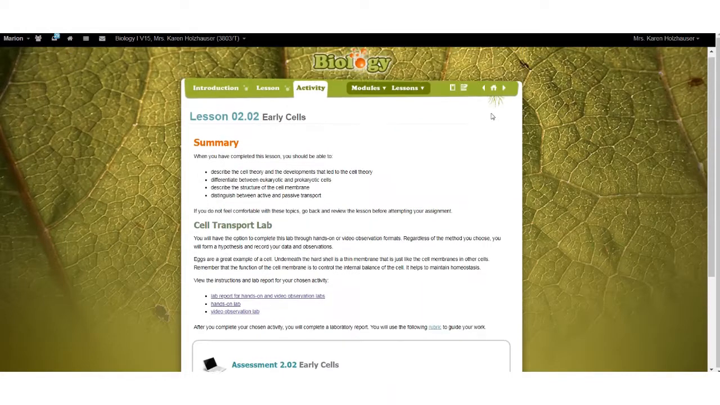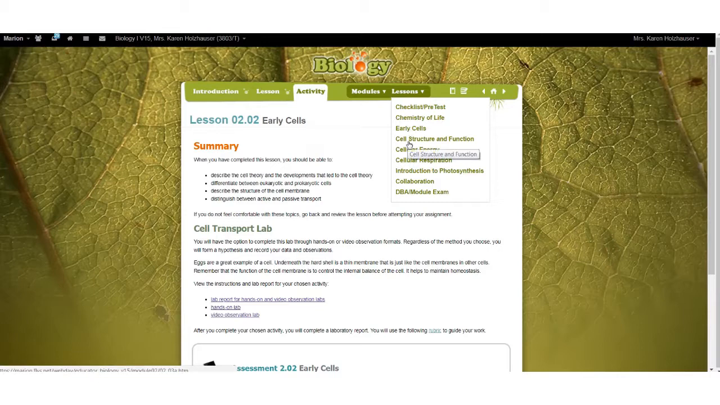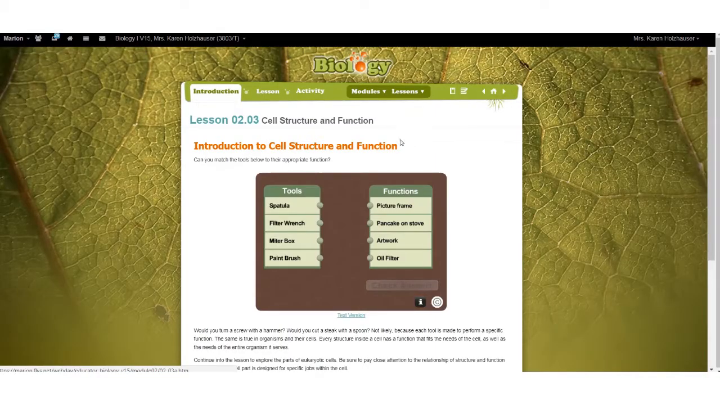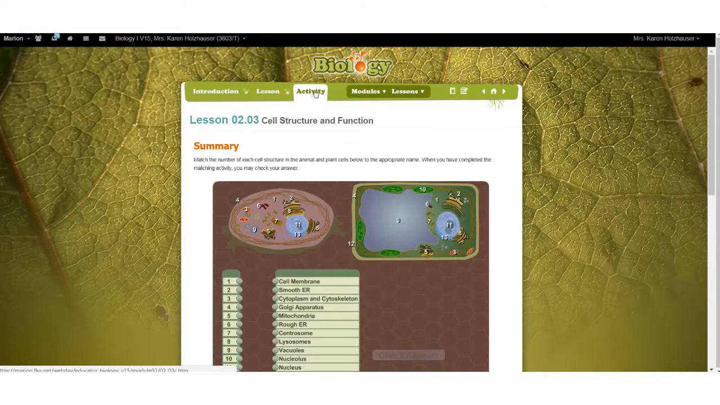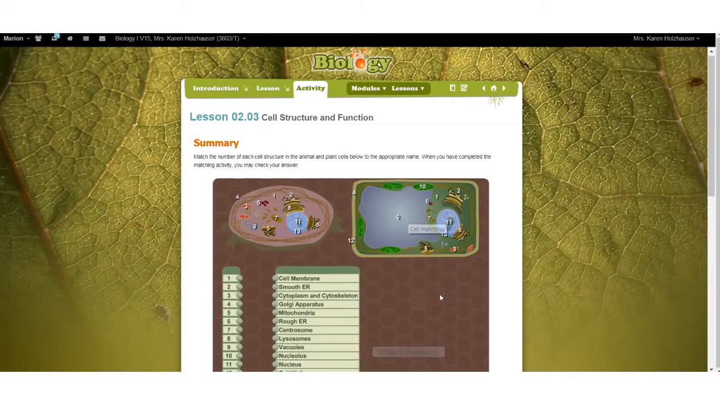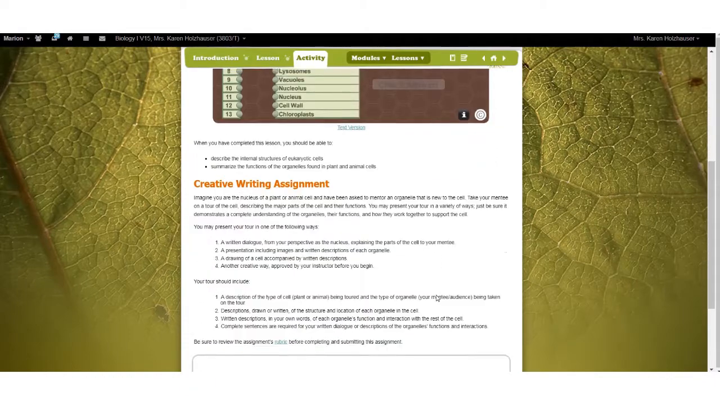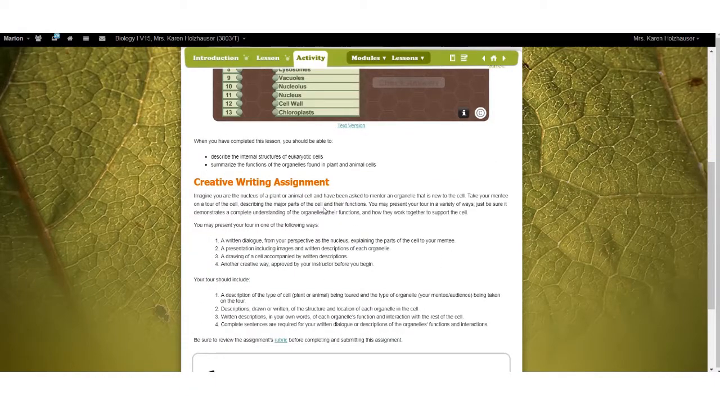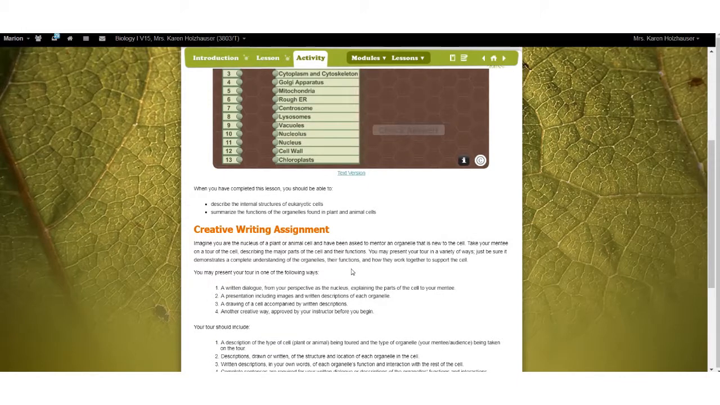All right, so let's go to the next lesson. This is cell structure and function, and they'll take you all through the cell, and you'll learn all about the organelles. Now, in this assignment, it is a creative writing assignment where you are giving a tour. You are inside the cell, you're a nucleus, you're bringing in a new organelle, and you're giving them the tour and introducing them to all the other components. Have fun with this. Do not think that you have to be exact with your wording. You use teenager talk as long as it's appropriate, and have fun with it.